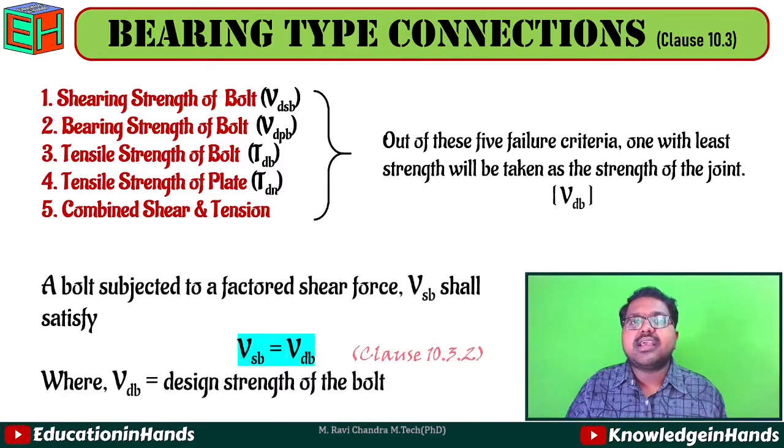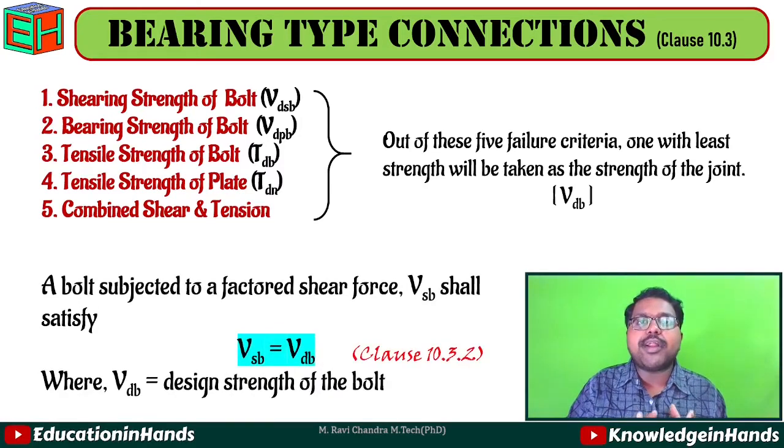So if we see, as per clause 10.3.2, a bolt subjected to factored shear force VSB shall satisfy VSB less than or equal to VDB. So the connection is safe, which is nothing but the factored shear force which is acting on the bolt will be equal to the design strength of the bolt, which is nothing but the minimum of these five conditions. So we will see how to calculate these five conditions one by one now. That is our design of bolted connection first of all.